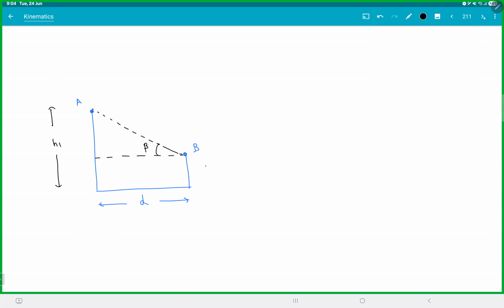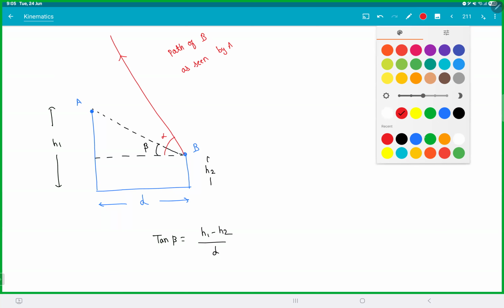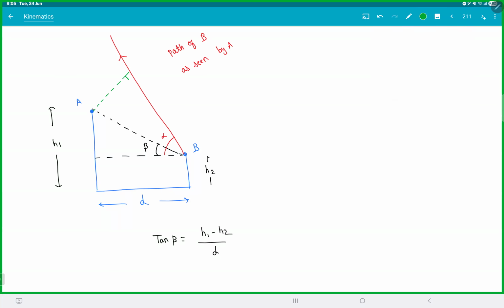This is H1 and this is H2. You can clearly see in the triangle, tan beta will be the difference in heights, H1 minus H2, by D. And here, this is the path of B as seen by A. And you've got this angle alpha, and you're trying to find this distance here. From here, you can clearly see this angle will be alpha minus beta.